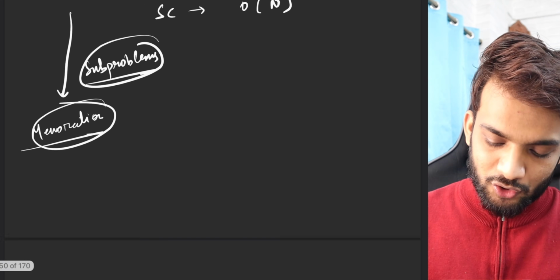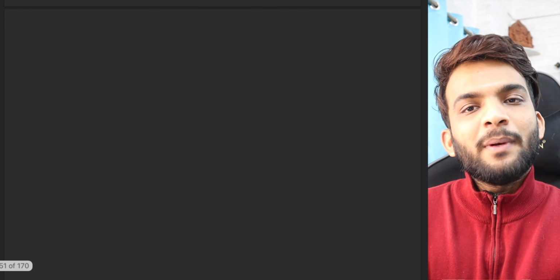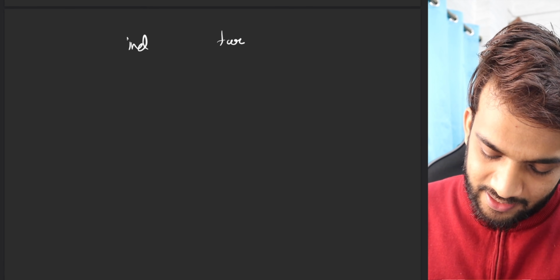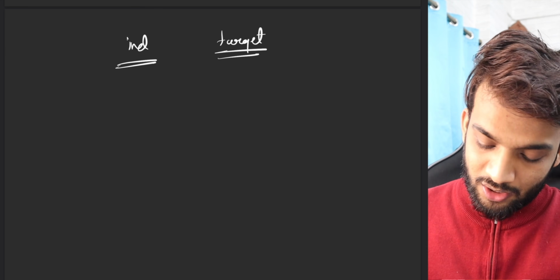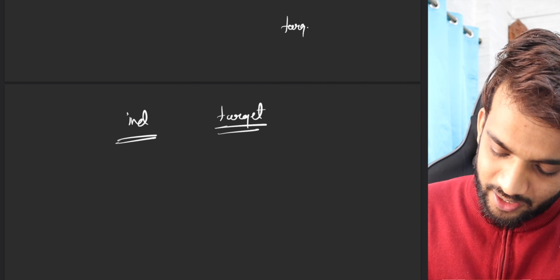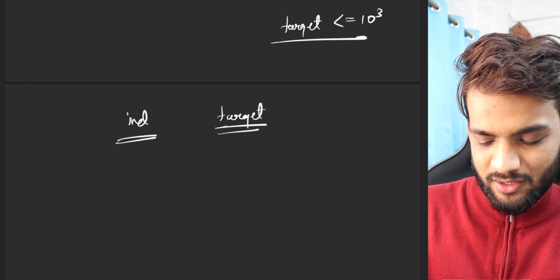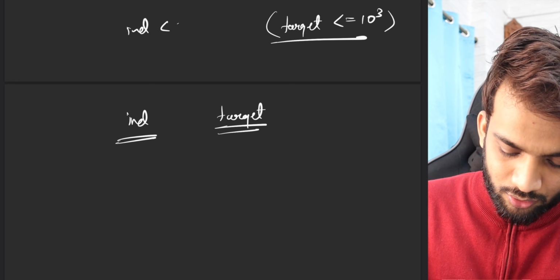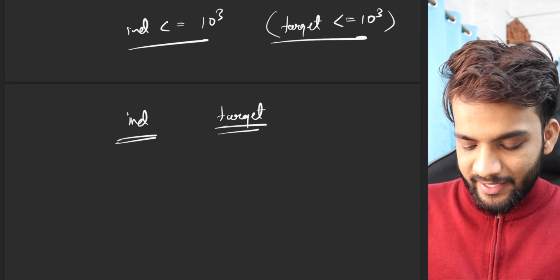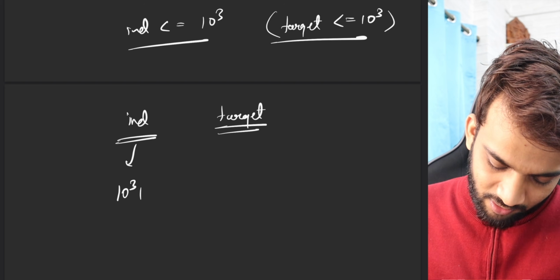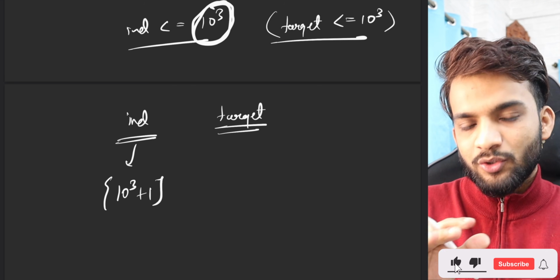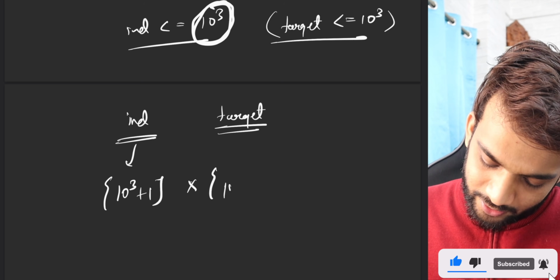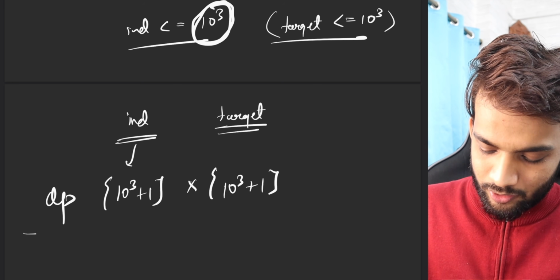Now let's think about the memoization. How will you apply memoization? The first trick is to figure out the changing states. There is an index and there is a target that might change. Assuming the constraint says target will be lesser than 10 to the power 3, and the index constraint is similar, the index you will take as 10 to the power 3 plus 1, because there is something as 10 to the power 3, multiplied with target of 10 to the power 3 plus 1. So this is the DP array that you will be requiring.